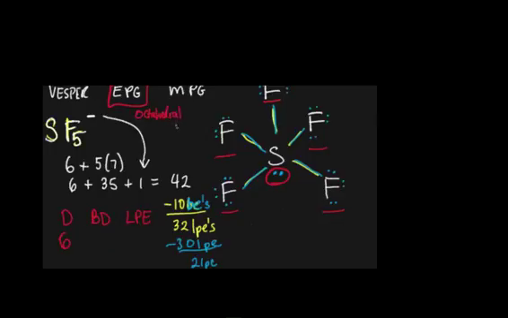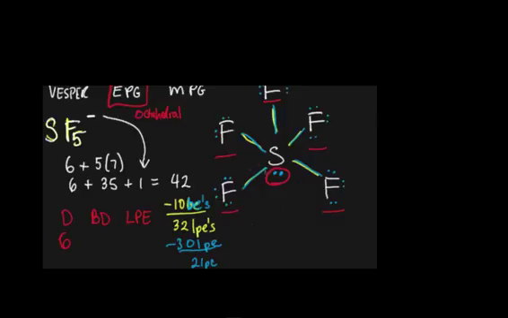What if it was 5? What is it? Trigonal bipyramidal. Very good. If it's 4? Tetrahedral. Good. Somebody's going to do this tomorrow. And then 3? Trigonal planar.